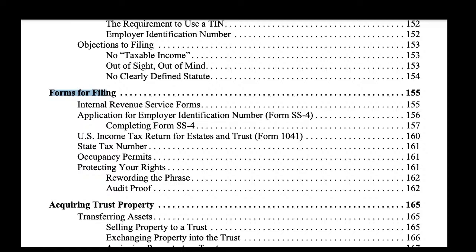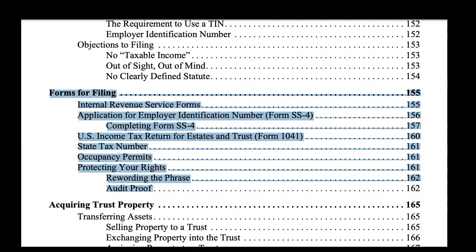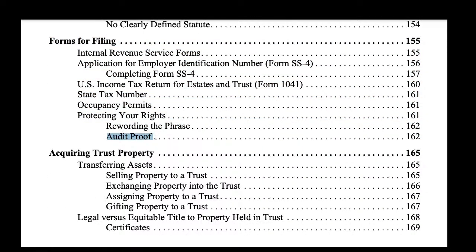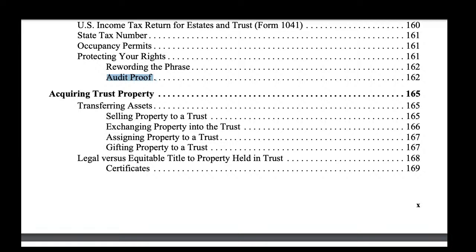Now we have some forms for filing. Audit proof. And acquiring trust property. Transferring assets. Selling property to a trust. Exchanging property into the trust. Assigning property to a trust. Gifting property to a trust. Legal versus equitable title to property held in trust, and certificates.